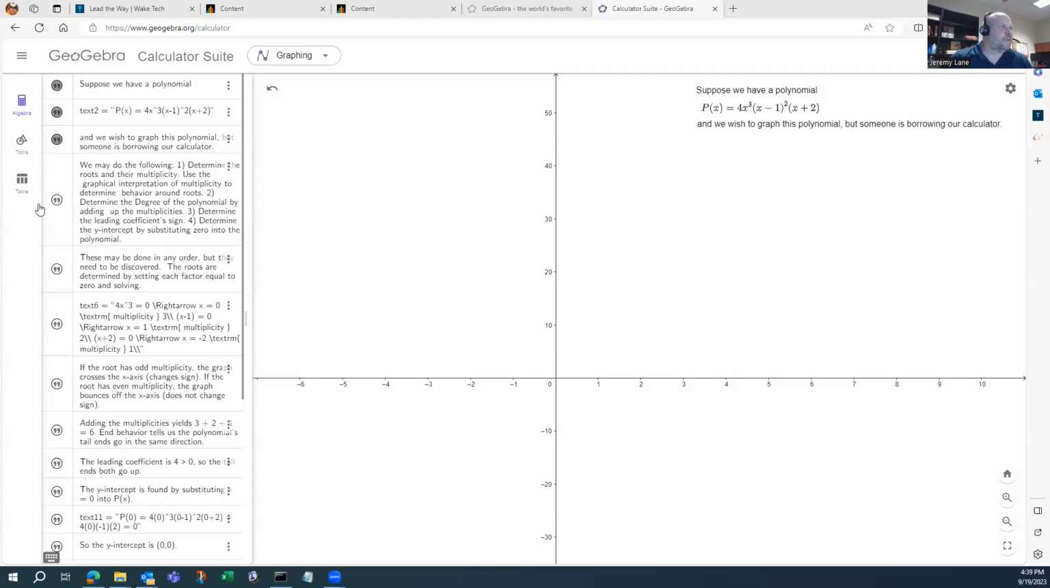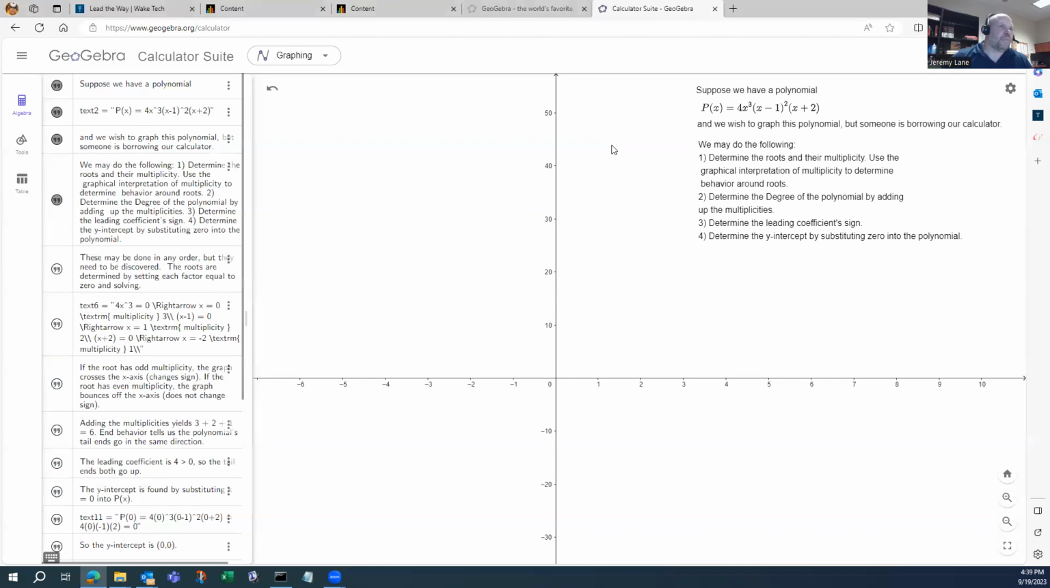So what we're going to do is follow these steps. We're going to determine the roots and their multiplicity. Use the graphical interpretation of multiplicity to determine behavior around roots. Then we're going to determine the degree of the polynomial by adding up the multiplicities. We're going to determine the leading coefficient's sign, and we're going to determine the y-intercept by substituting 0 into the polynomial. Now, these may be done in any order, but they do need to be discovered.